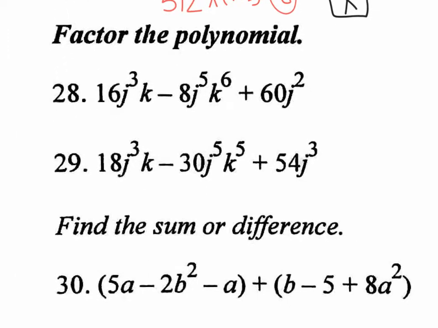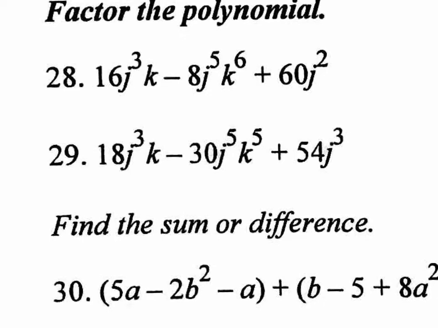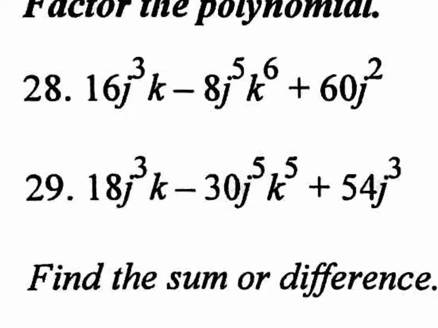Numbers 28 and 29 are saying factor the polynomial. Okay? So right from the start, the first type of factoring that you should always attempt to do is pulling out a GCF. So if we take a look at number 28, with the coefficient 16, coefficient 8, and the coefficient 60, what could you pull out? 4. You could pull out a 4, right?